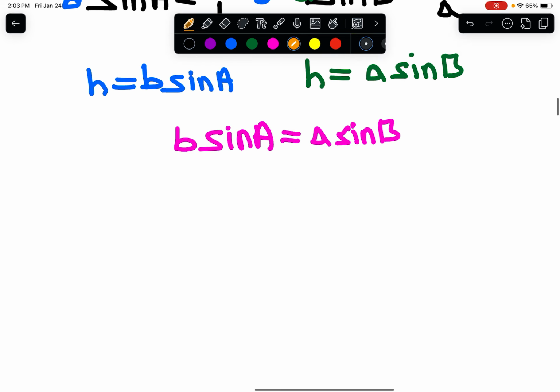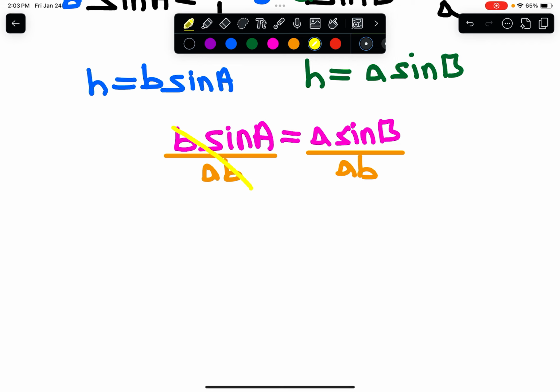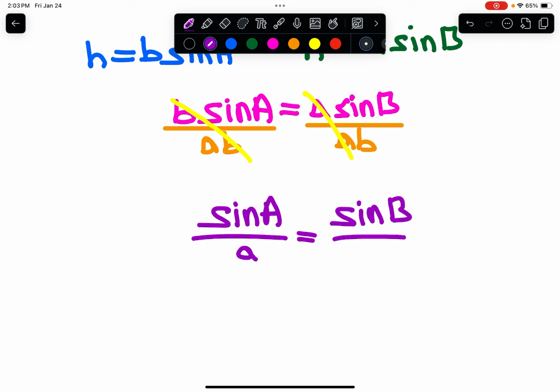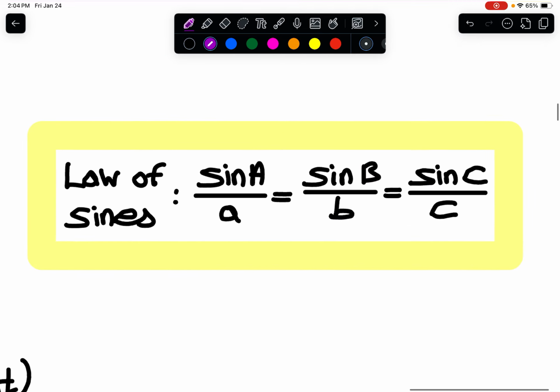And then what I'm going to do next is I'm going to divide both of these values by both of the side lengths, A and B. And when I divide, notice how on the left side your B's are going to cross out, and then on the right side your A's are going to cross out. So this is going to leave us with sine of A over A equals sine of B over B. And then by extension, that's going to lead into this formula here for your law of sines.